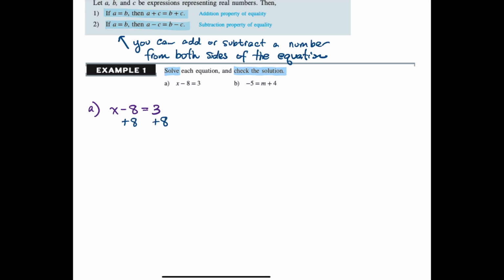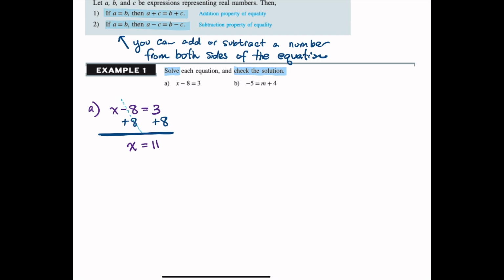And you can write this kind of like an addition procedure. And here you can see that the 8s will cancel. Minus 8 plus 8, those cancel out. So we'll just get x left over on the left side. And on the right side, we have 3 plus 8, which will give you 11. And that will be our solution.